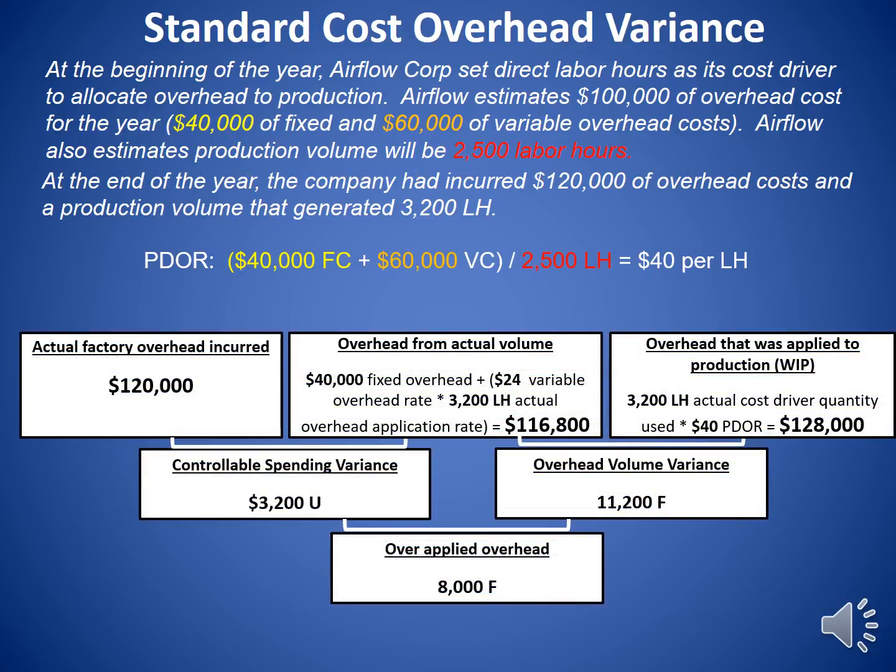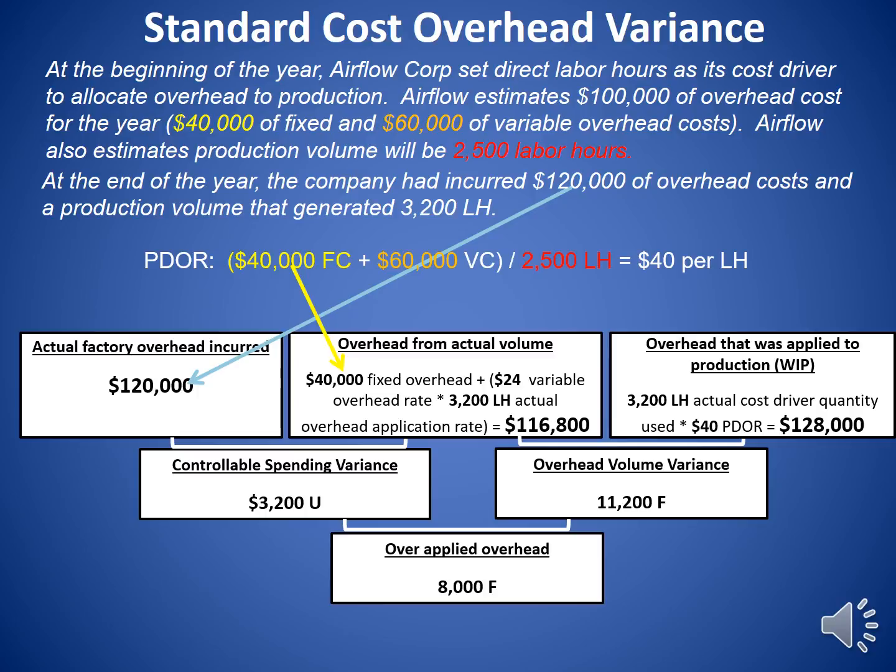Now we're going to use that exact same box analysis that we did in the previous slide. We start out with actual factory overhead of $120,000, so we have that over on the left. Now we're going to take a look at the overhead from our actual volume.